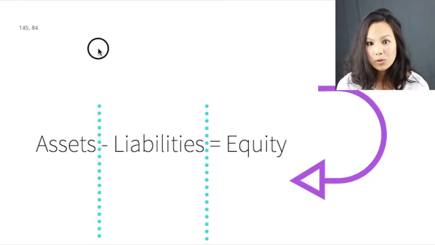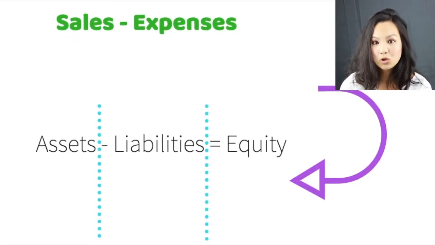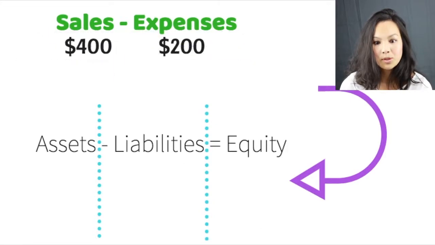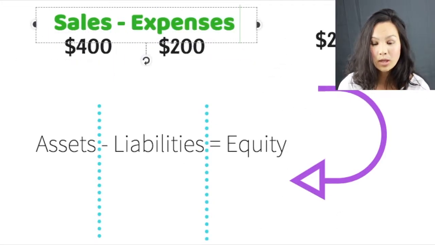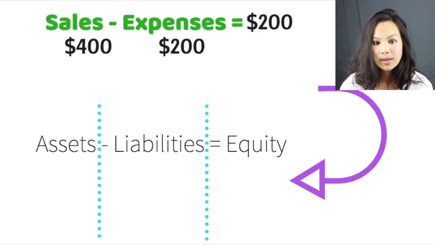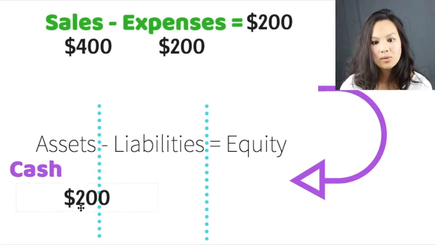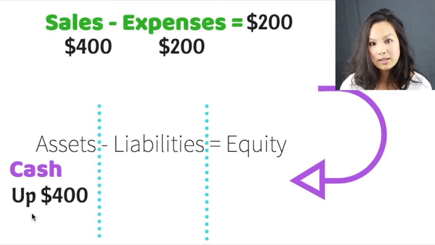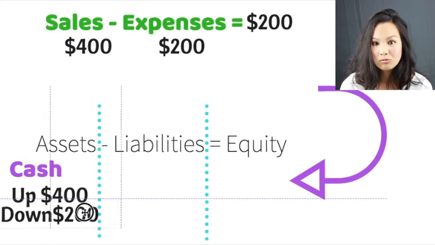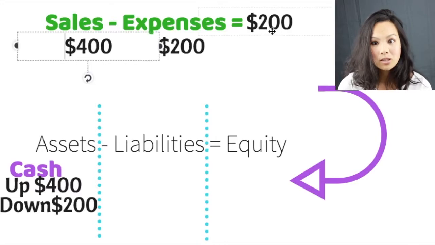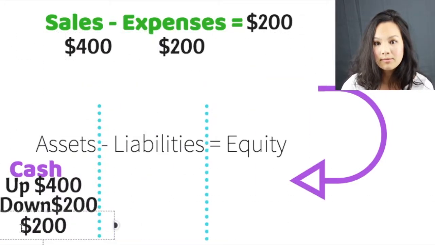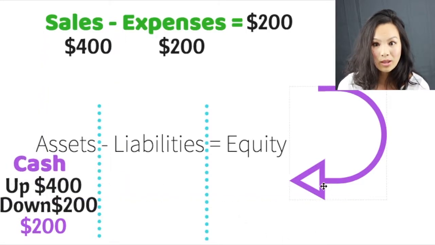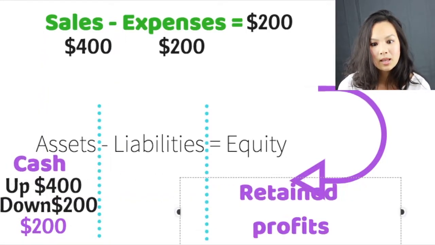Say your business earns $400 in sales and $200 in expenses for the year, and all of this has been paid. So sales will go into the cash account to increase it, and all the expenses will go into reducing the cash. So the difference between your $400 in sales and your $200 in expenses is $200. Your cash has also increased by $400, but also decreased by $200. So in the end, you only have $200 in cash.